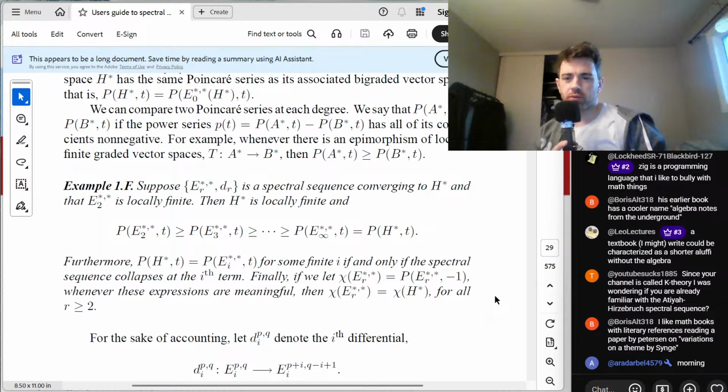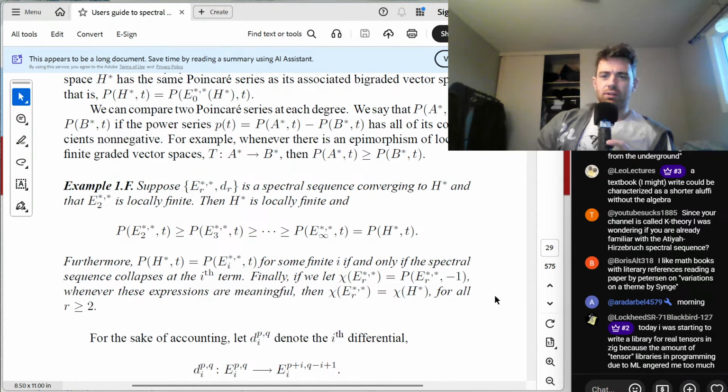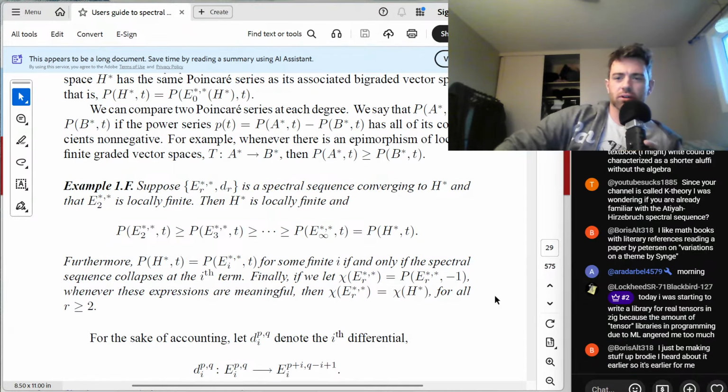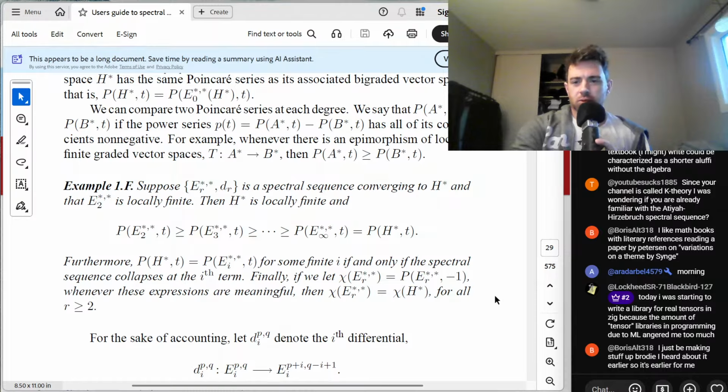I'm not super familiar with the Atiyah-Hirzebruch spectral sequence, unfortunately, but we're going to get there on this channel together. I also like math books with literary references, Boris. Like Hoop the Doodle, which is a Steinbeck reference, as someone told me recently. Good morning, Rod. You're starting to write a library for real tensors in Zig. Huh. Because the amount of tensor libraries and programming due to ML angered you.